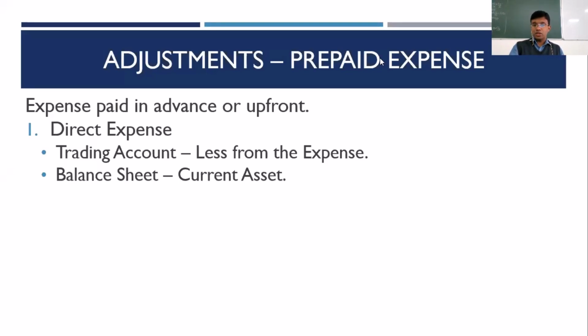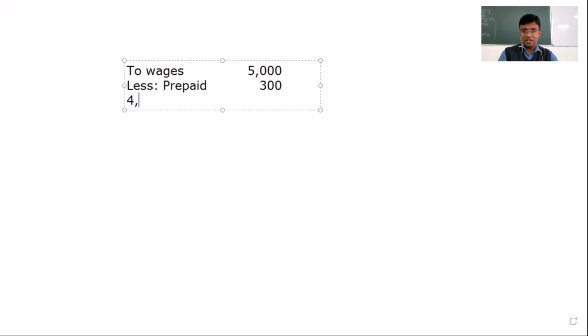So let me quickly explain that to you with an example. For example, in your business, let's say while preparing the trading account, you notice that you had wages and the amount was, let's say, 5,000. And then you also had prepaid wages. Let's assume that prepaid wages is 300. So in such cases your net wages amount will become 4,700.